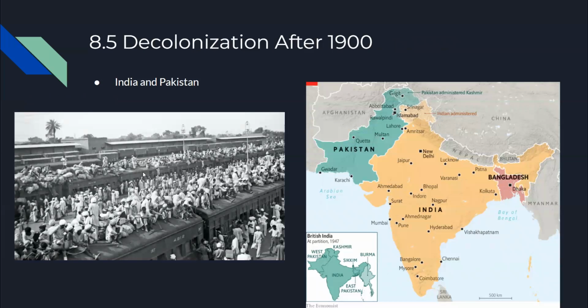So 8.5, decolonization after 1900. So the first thing we're going to see is India and Pakistan. So this one is one of those extremely hot topics with tensions still there today, and I don't want to stoke any tensions in the comment section, and I hope that we can be peaceful about this.